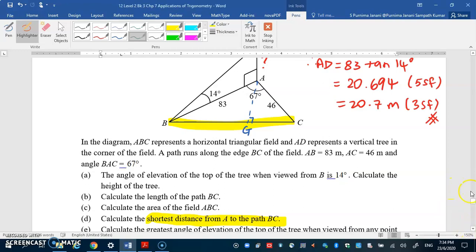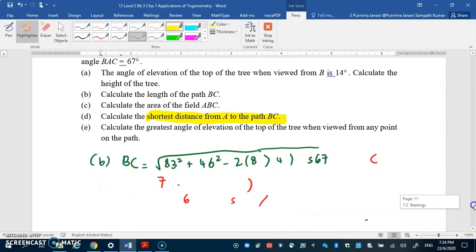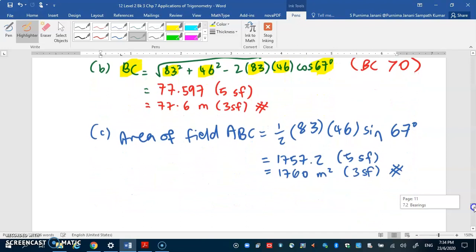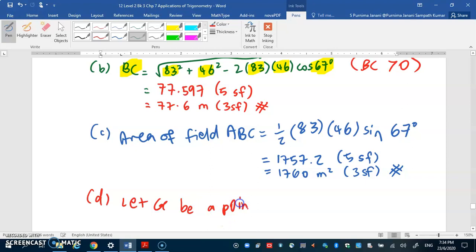Okay, so I'm going to start answering over here. First of all, I will start by saying let G be a point on BC such that AG is perpendicular to BC. This will let me know that, okay, that's the perpendicular distance and that is the shortest distance.